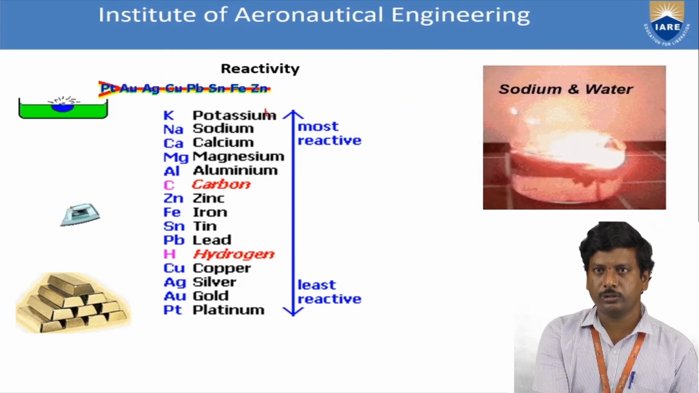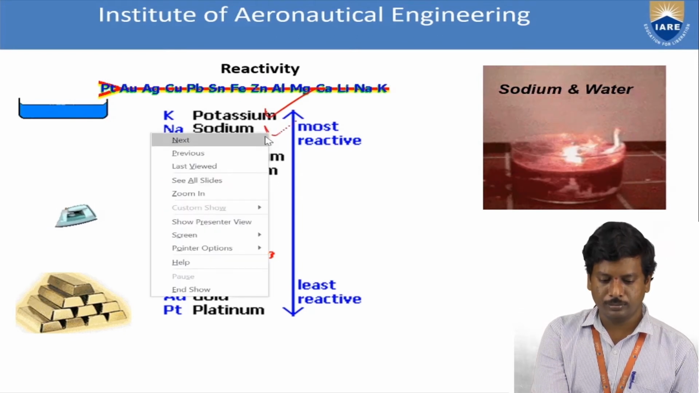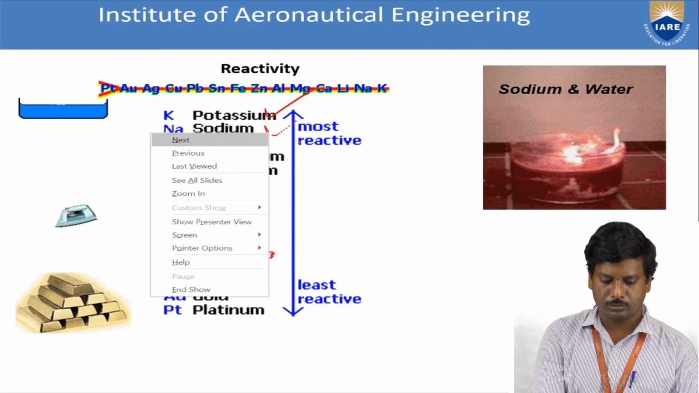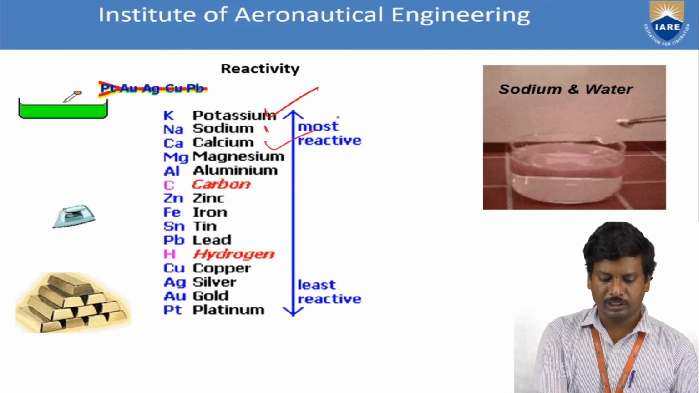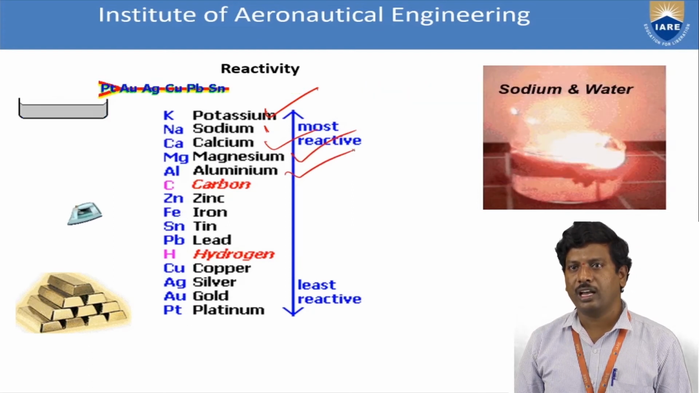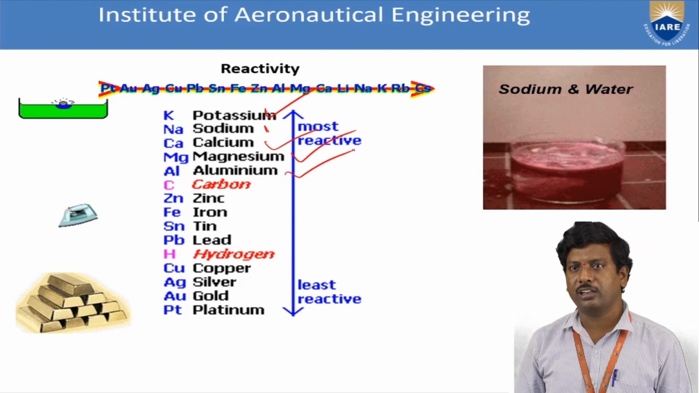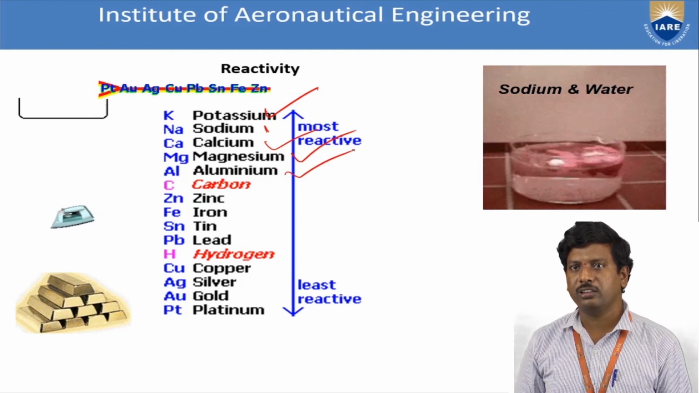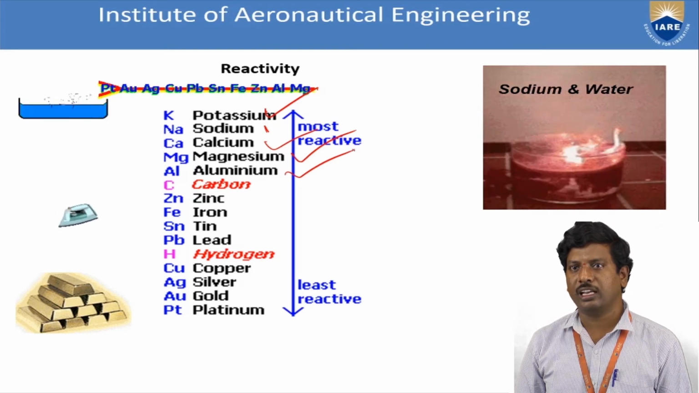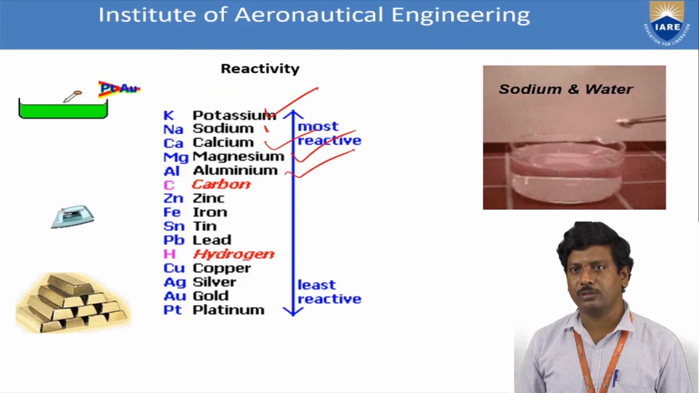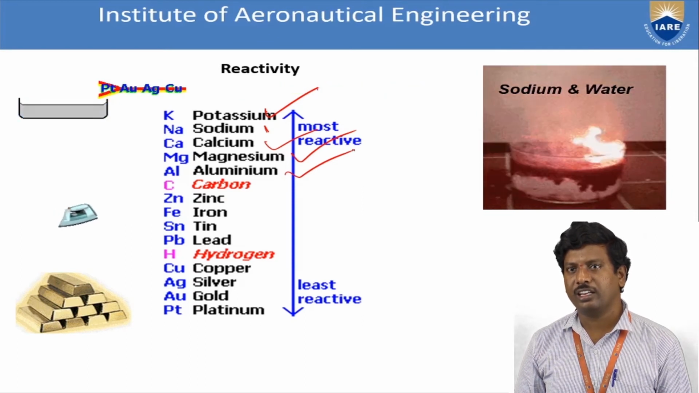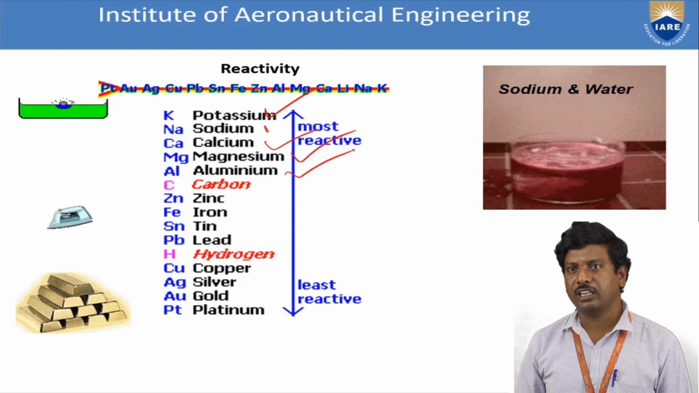Potassium, sodium, calcium, magnesium, aluminum. All of these elements are mostly observed in the first, second and third groups of the periodic table. That means sodium, potassium, calcium and magnesium are called alkali and alkaline earth metals. They are highly reactive. In the case of corrosion also, reactivity follows the same phenomenon, directly proportional to each other.